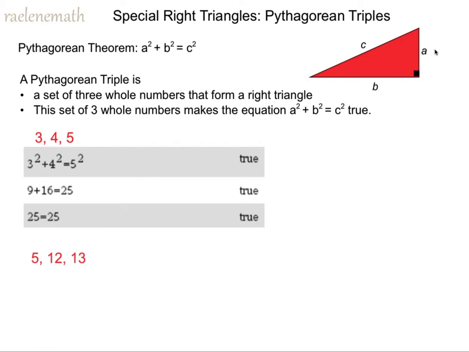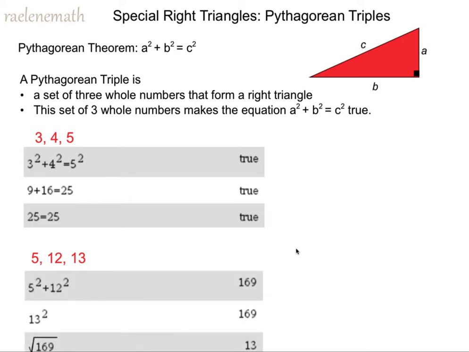Another example is the Pythagorean triple 5, 12, 13. So those could form three whole number sides of a right triangle, and another way to show that these three numbers satisfy the Pythagorean theorem is to square the first two and add them together, which gives us 169, and then to square the hypotenuse, which is also 169. And here we're just confirming that the square root of 169 is indeed 13.